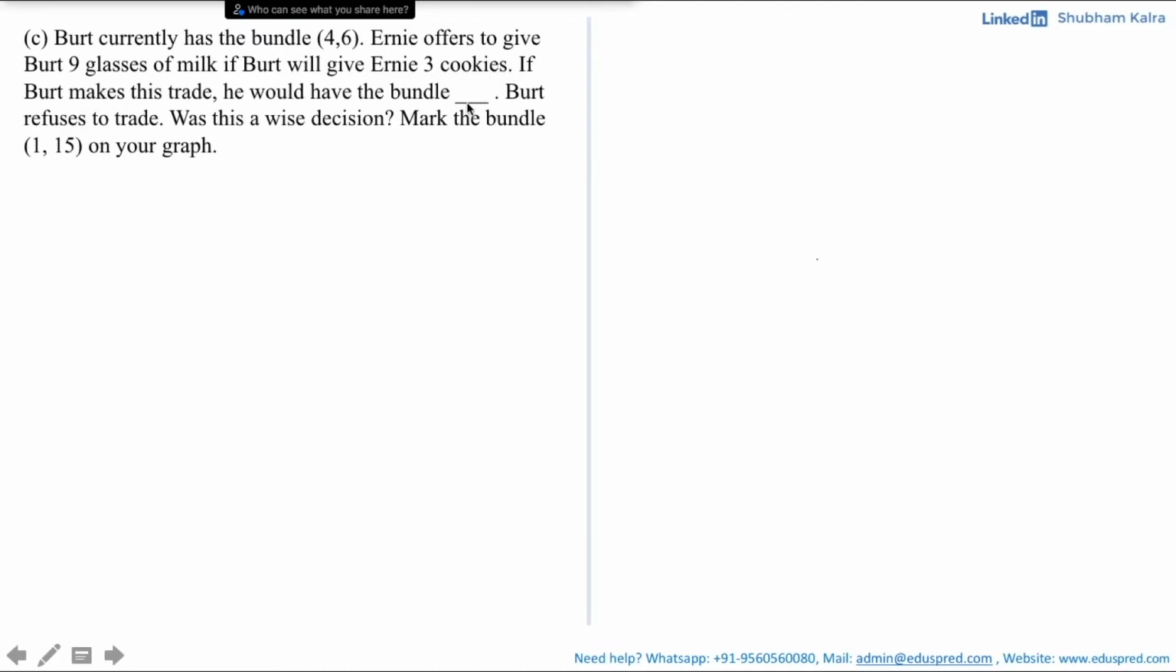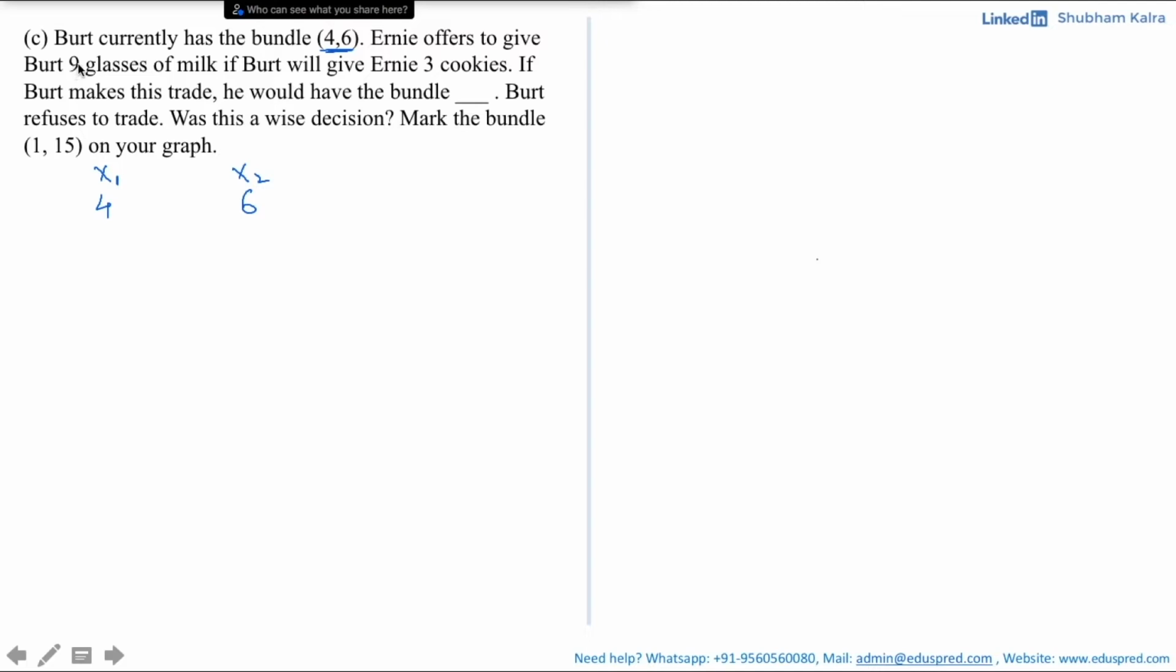Burt refuses the trade. Was this a wise decision? Mark the bundle 1,15 on your graph. Now, x1 represents the number of cookies Burt is having and x2 represents the number of glasses of milk Burt is having. So here your consumption bundle is 4,6. That means your x1 is 4 and x2 is 6, which is your initial consumption bundle.